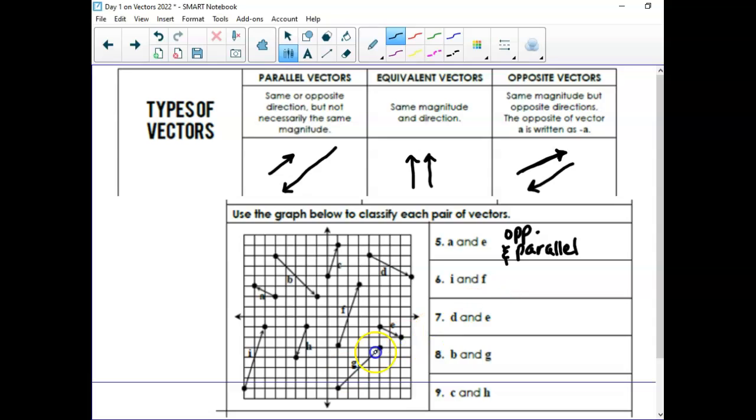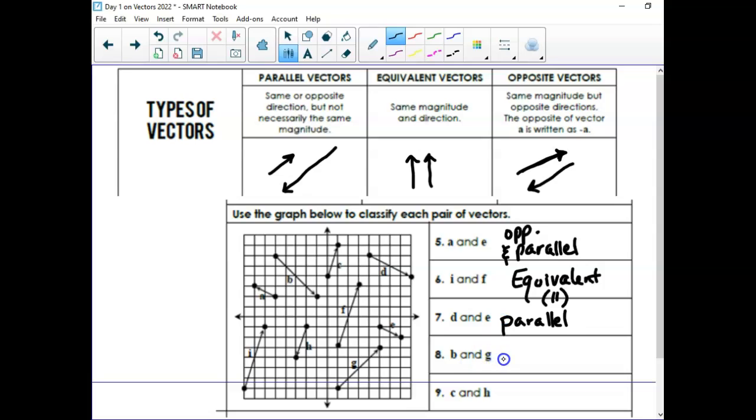I and F. I is going up 6 and over 2, and F is going up 6 and over 2. Those are actually equivalent, right? I think they would also be called parallel, but equivalent is a better word. D and E. This one is going down 2 and over 4, and this one's going down 1 and over 2 in the same direction. Those would be parallel.